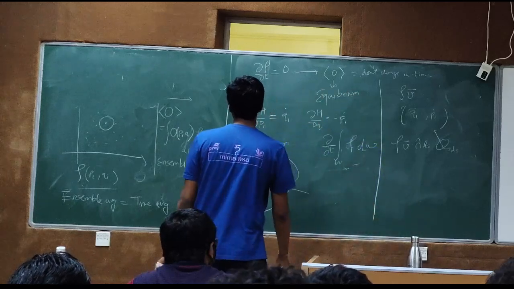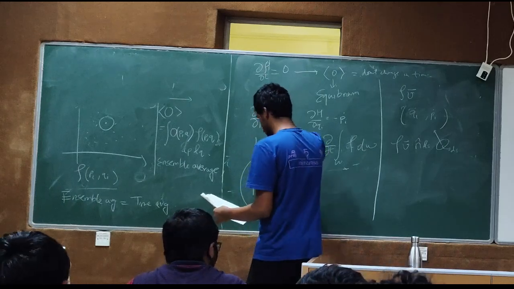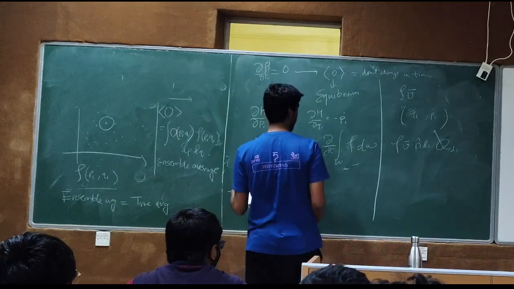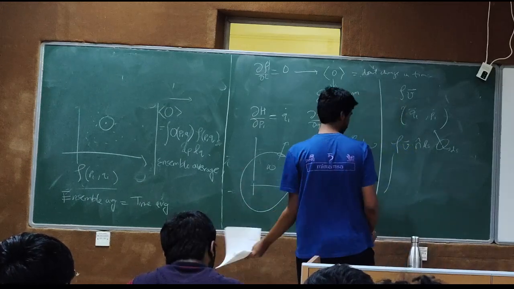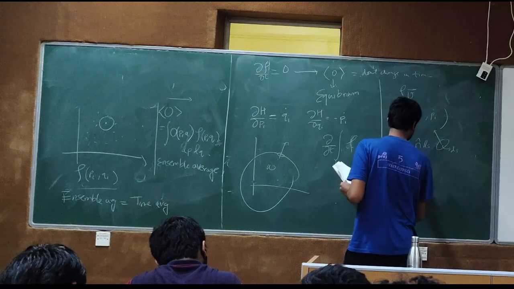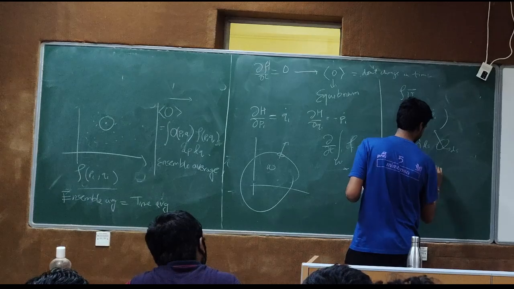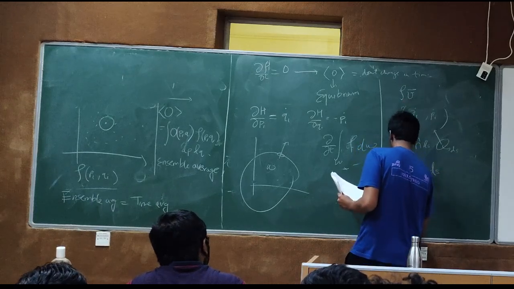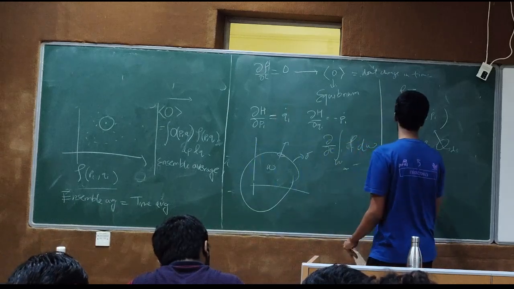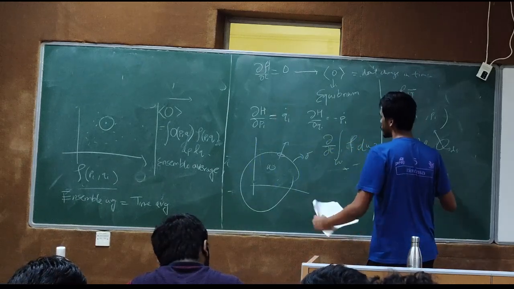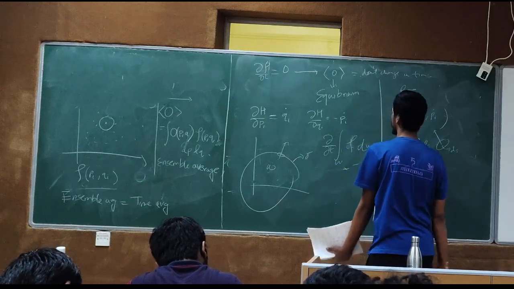So how do you find the total number of points flowing out of this volume per unit time? For that, you integrate over this surface sigma. So this is the total number of representative points flowing out of this volume per unit time.